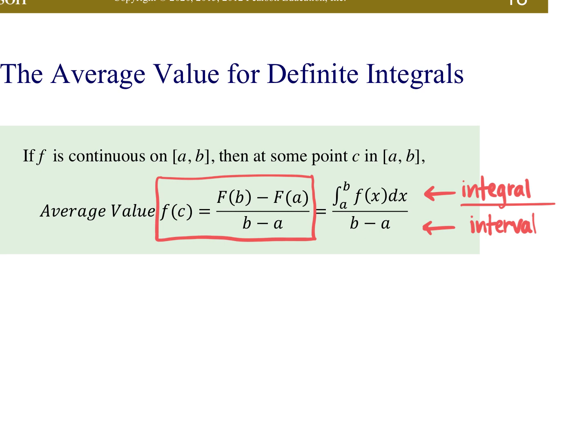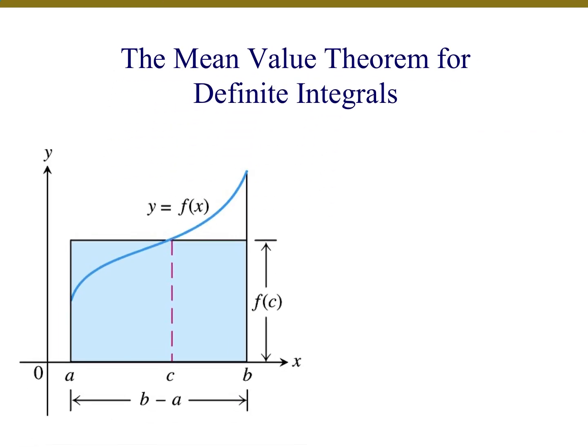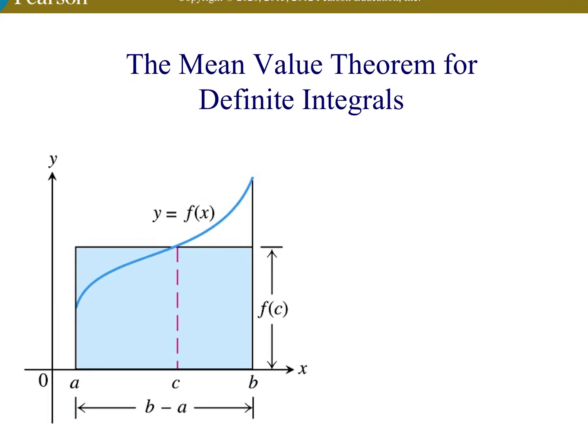Now let's talk about what it means. I've already reminded you in derivatives what it meant. An average value in derivatives meant that the slopes had to be parallel. So what does average value mean for antiderivatives? So here we go. That's the C value. Remember, in derivative world, the tangent line at that C value was parallel to the other line, the secant line that connected the endpoints. That's what it meant in derivatives.